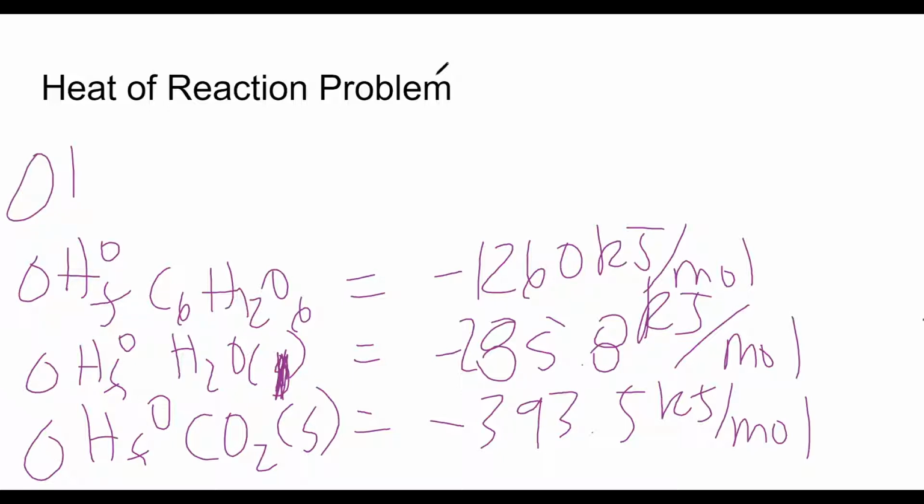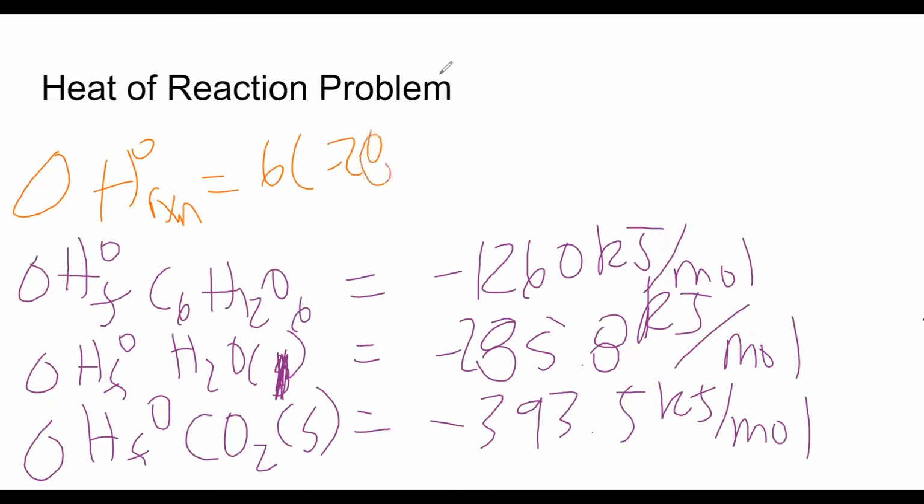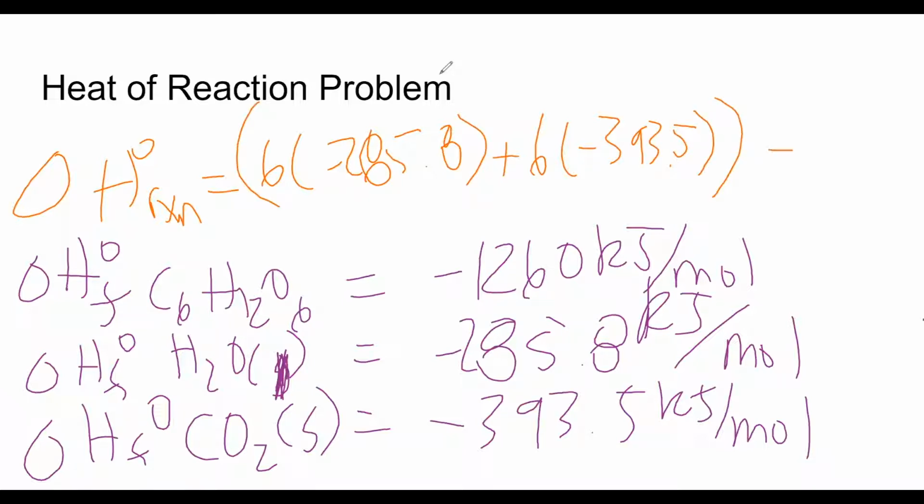Delta H of reaction is equal to the products, which is H2O and CO2. So it's 6 times negative 285.8 plus 6 times negative 393.5. So this is 1 minus the C6H12O6, which is negative 1260. And this is in kilojoules per mole.